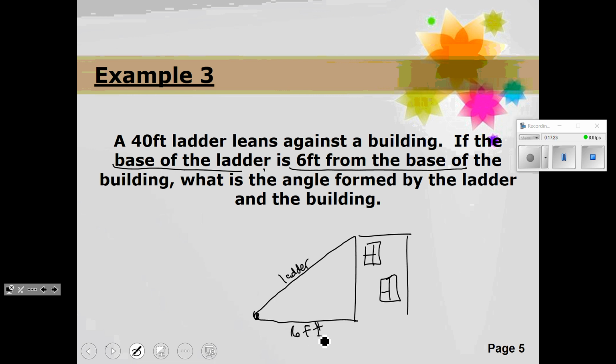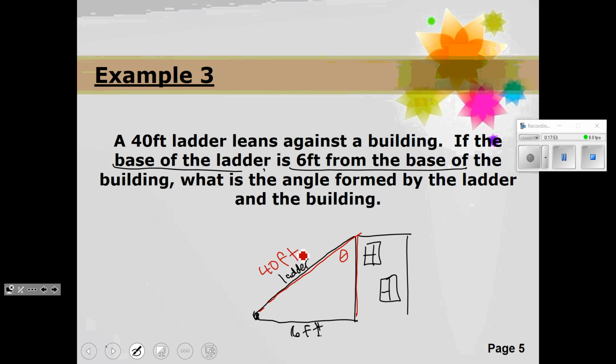Okay, so far so good. All right, what is the angle formed by the ladder and the building? So let's look. I'm going to highlight the ladder in red, and then I'm going to highlight the building. So which angle would that be? The top. So I'm going to make this theta, okay? And this, I'm going to label this too. This is 40 feet. Okay, the ladder is 40 feet.